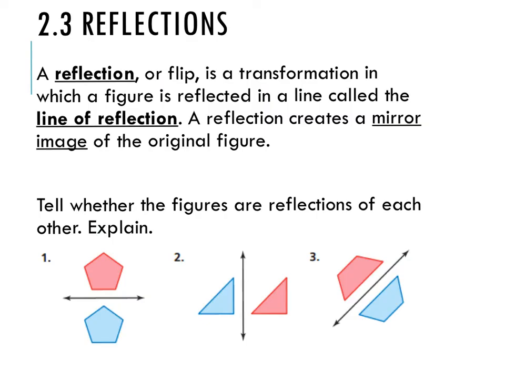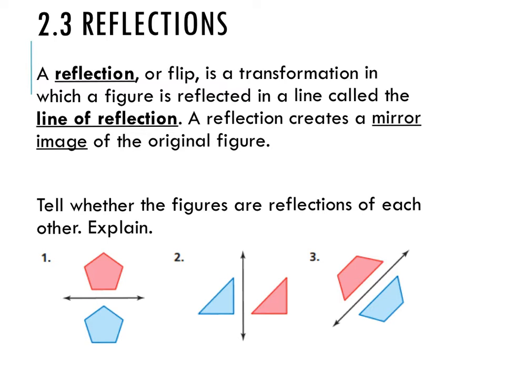Let us first define what a reflection is. A reflection, also called a flip, might be a more comfortable term for you to think about or visualize in your head until you get better at understanding what a reflection is. It is a transformation in which a figure is reflected in a line, or over a line, called the line of reflection. A reflection creates a mirror image of that original figure.